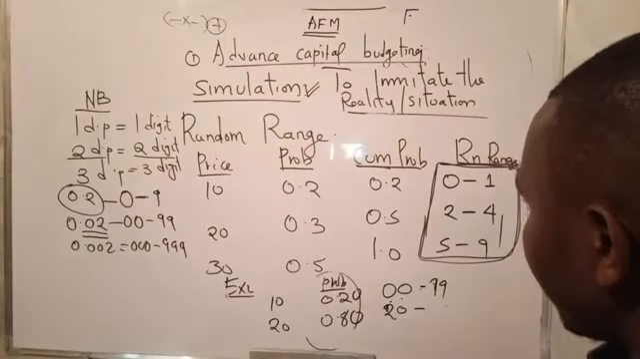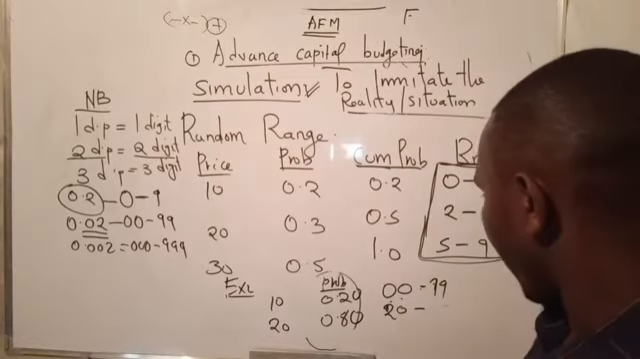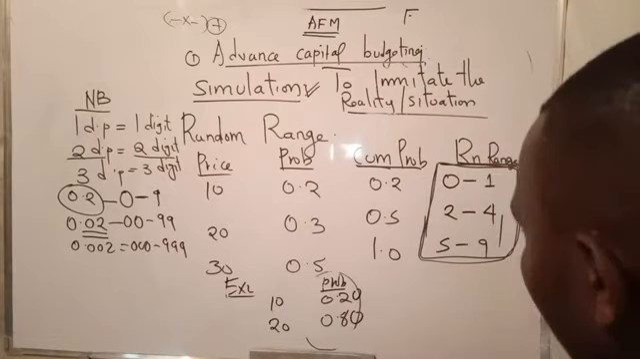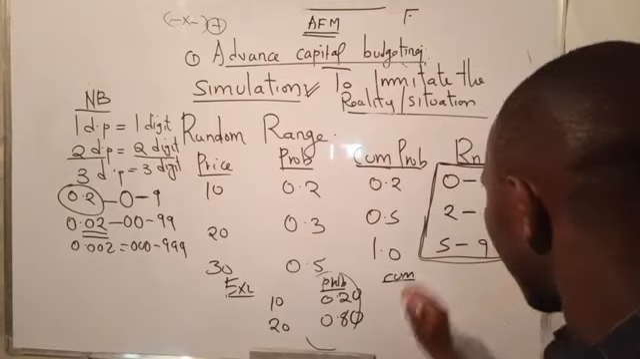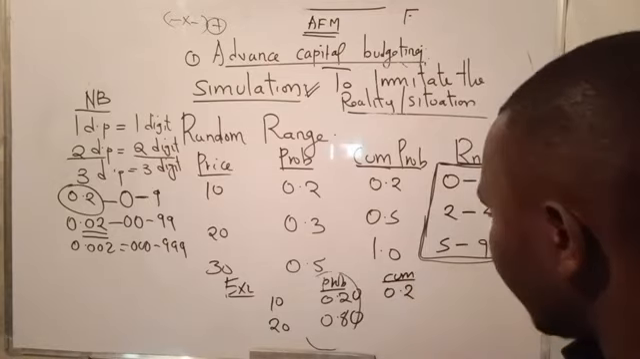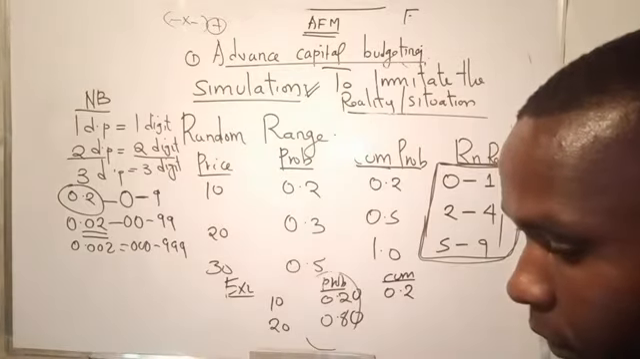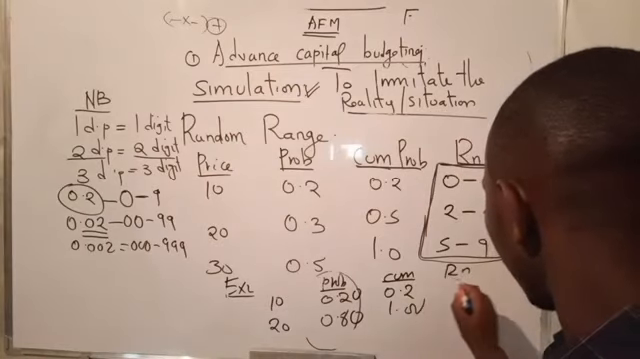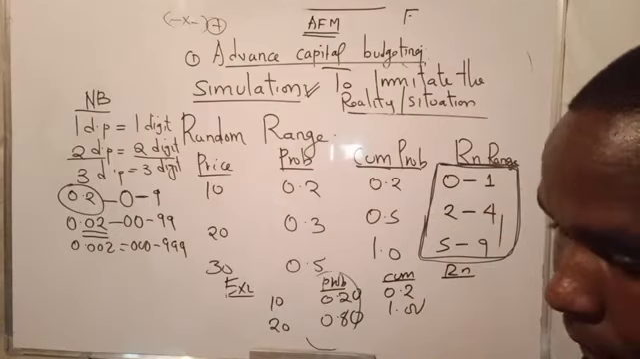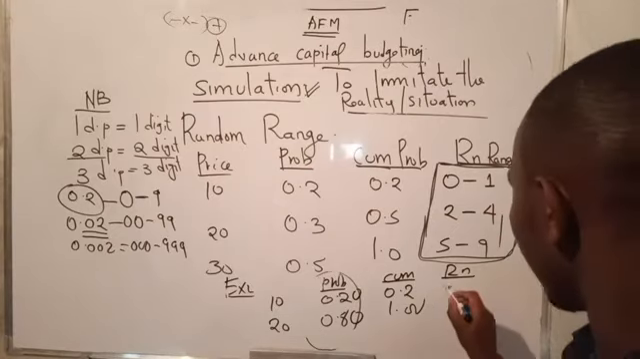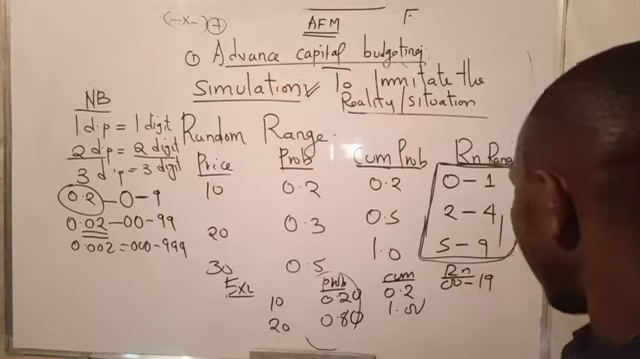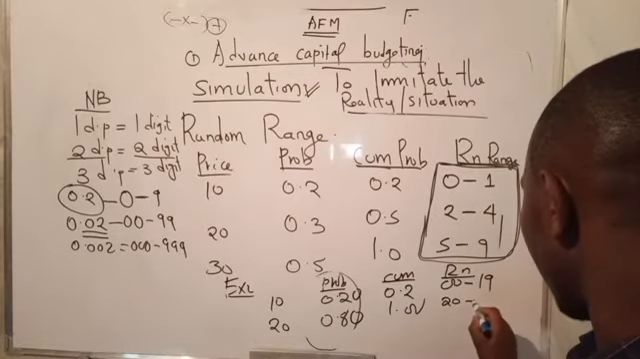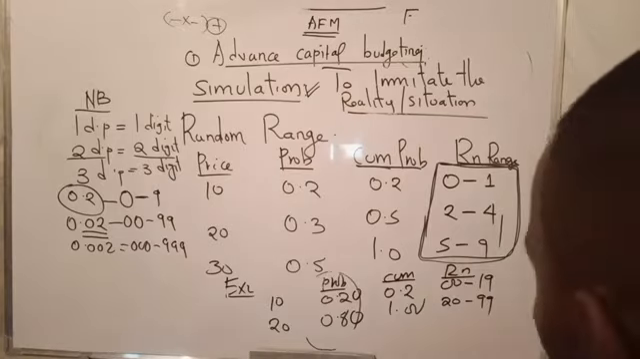Well, the cumulative after the first one, the second one is a one. So cumulative, how much? The first is 0.2. The second is one. So range? The range becomes 0.02 to 1.9. And then 2.02 to 9.9. Yes, so that's how you get the range.